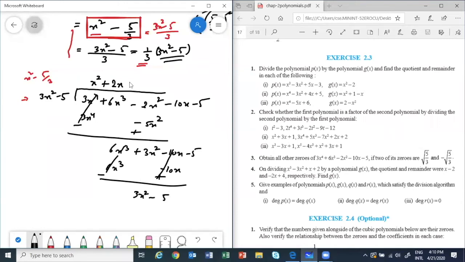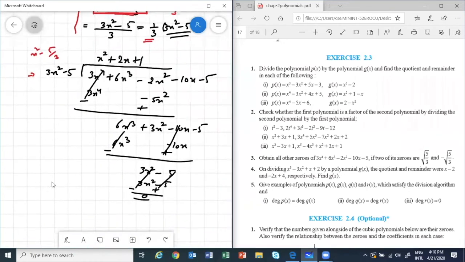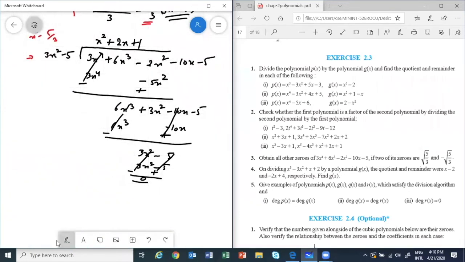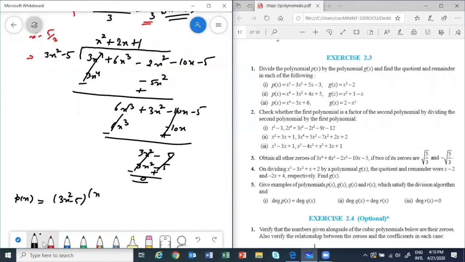So what next? If I take plus 1 here, we will get 3x² minus 5. Okay, so minus plus, this gives us remainder 0. Okay, so division is done. So now what? Next step, that means p(x) can be written as 3x² minus 5 into x² plus 2x plus 1.